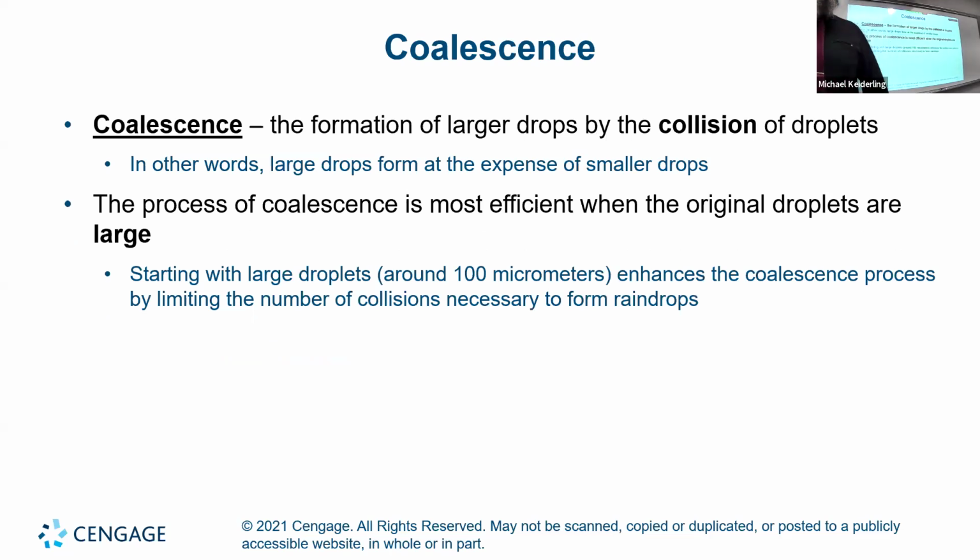So coalescence is the formation of larger drops by the collision of droplets. You have lots of little drops, they start to run into each other. They merge. These slightly bigger drops start to fall. As they fall, they sweep through the tiny droplets, combining with them, merging. Eventually, they get big enough that they split into smaller pieces by aerodynamic drag.